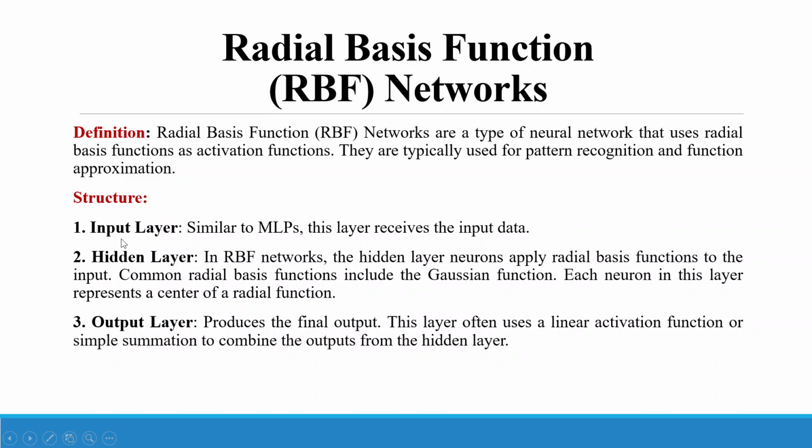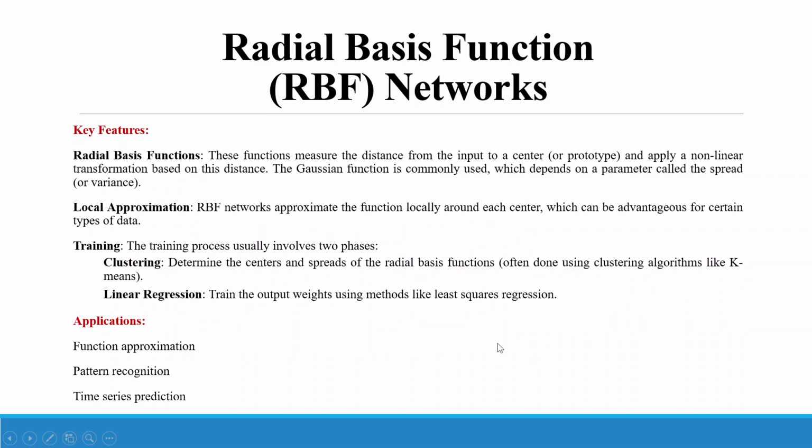Structure. Input layer: similar to MLPs, this layer receives the input data. Hidden layer: in RBF networks, the hidden layer neurons apply radial basis functions to the input. Common radial basis functions include the Gaussian function. Each neuron in this layer represents a center of the radial function. Output layer produces the final output. This layer often uses a linear activation function or simple summation to combine the outputs from the hidden layer.